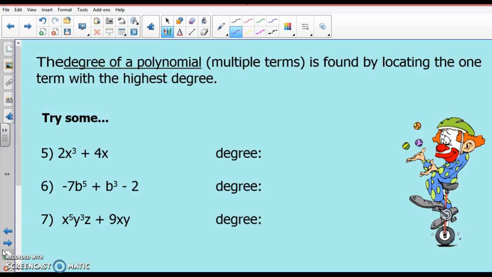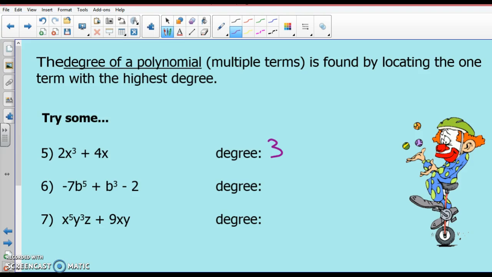Okay. The degree of a polynomial is found by locating the one term with the highest degree. Okay? So a monomial, you add up all the variables. A polynomial, you would add up the variables in each term, this one and this one separately, and then you pick the one that is highest. So what's the degree here? What's the degree of this monomial? 3. What's the degree here? So what's the degree of the polynomial? 3. You go by the highest one.